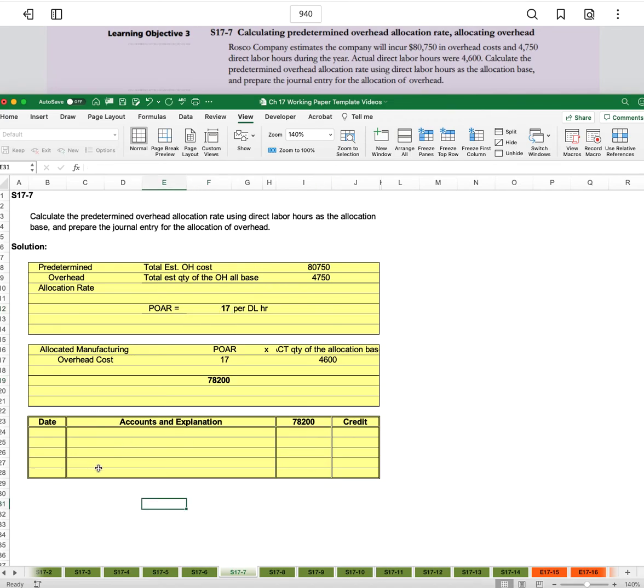Now that we have that information, we can do our actual journal entry for the allocation of overhead. It's going to be a debit to WIP inventory and a credit to manufacturing overhead for that 78,200.